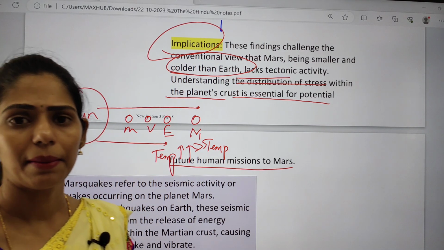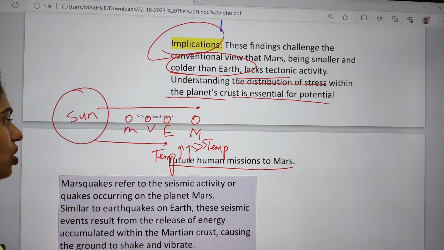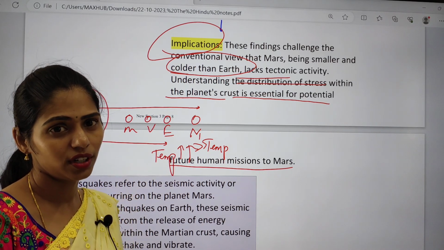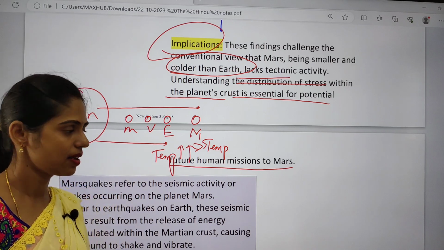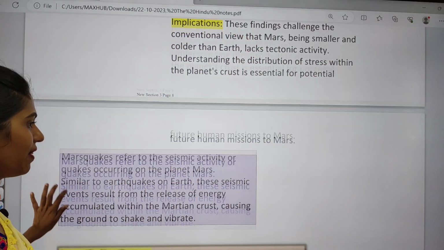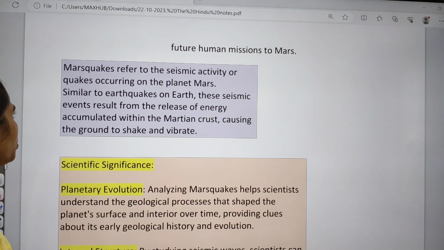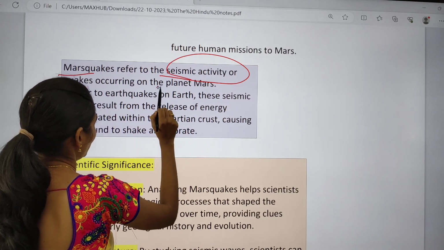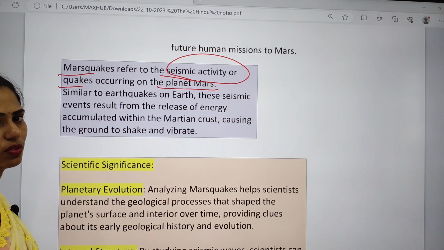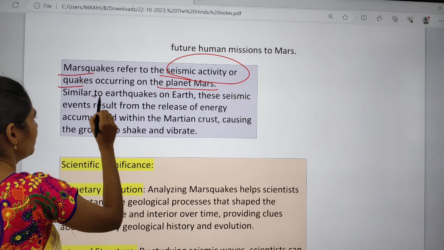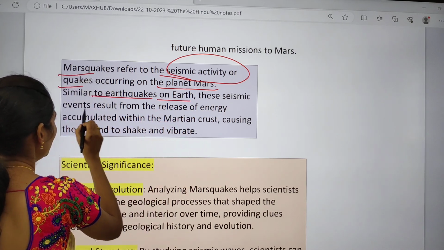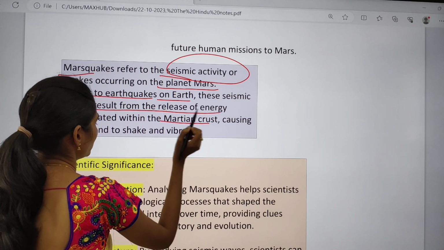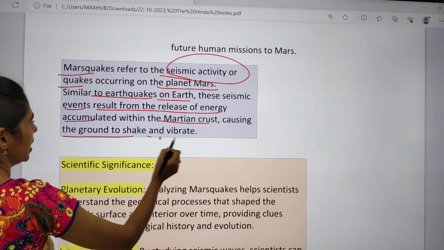But how are these quakes happening? This is the question we have to think about, so that if we get the answer, we can progress forward in future missions to Mars. Now let us see some facts regarding Mars. Mars quakes refer to seismic activity occurring on the planet Mars. It is similar to earthquakes on Earth. These seismic events result from the release of energy accumulated within the Martian crust, causing the ground to shake and vibrate.